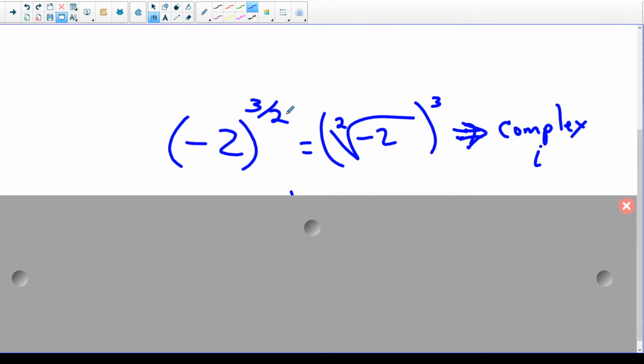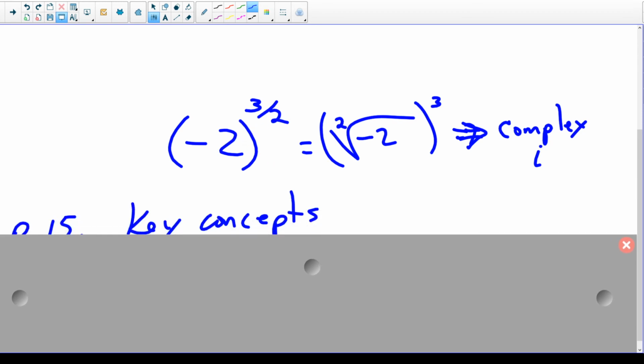So the denominator is important, especially if you have negative bases, because if the denominator is even, you're working in the complex number system. But if the denominator is odd, then you're fine. Okay, so be wary that you may end up with errors when you try to do something like this if you don't realize that an even root will give you a complex number.